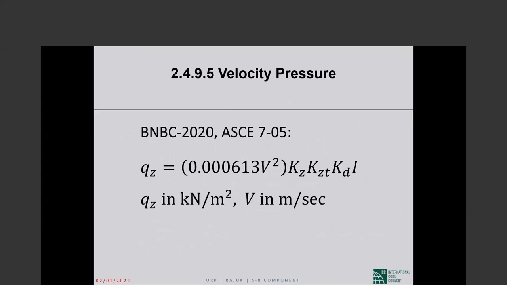Okay, let us now spend a little bit of time on this equation. So you have seen P, the wind pressure, is equal to Q, the velocity pressure, times G, the gust effect factor, times C sub P, the external pressure coefficient. The Q, the velocity pressure at a height z above ground level.